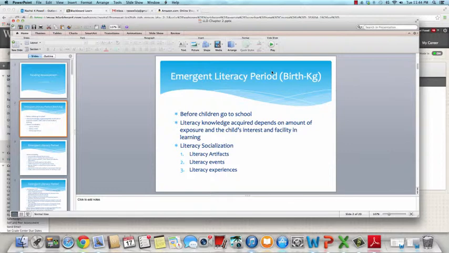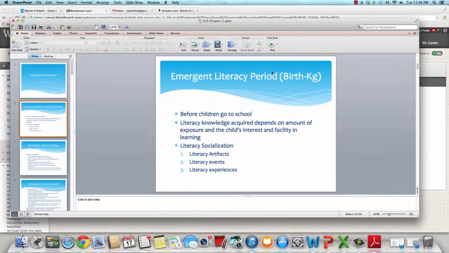So, emergent literacy period. This is birth to kindergarten, and it occurs before children go to school. And it's discussing the literacy knowledge acquired depends on the amount of exposure and the child's interest and facility in learning. So, we've been talking about these children from low SES backgrounds or culturally deprived backgrounds. They're not getting a lot of emergent literacy experience. And that's not to say they can't be taught that once they get to school, but these children's experiences in regards to literacy are vastly different than children's from the middle class backgrounds.